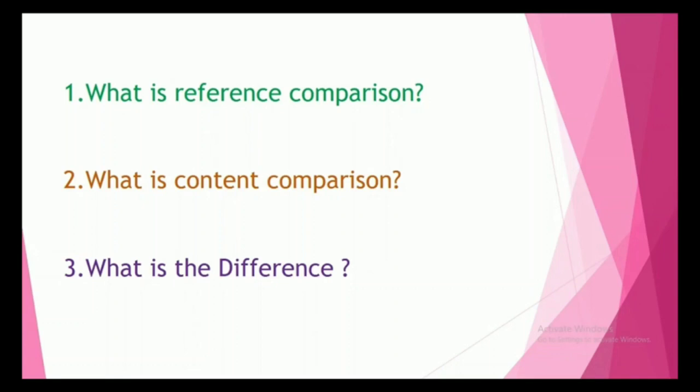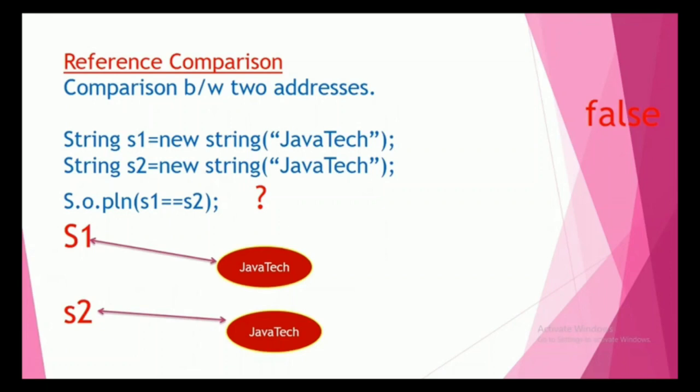I am showing how to explain. Reference comparison, coming to the point: it is a comparison between two addresses. Two addresses means we have two string objects. Every string has one reference variable, and every reference variable has some address. It will be a unique address, different for different objects. Now in our example we have two string objects with the same content, and the reference names should be different.